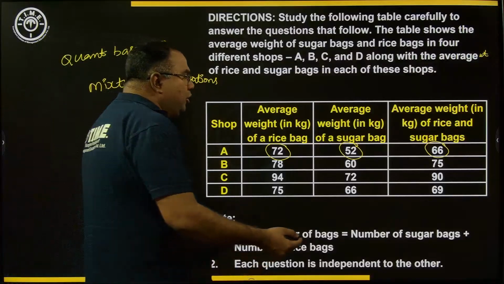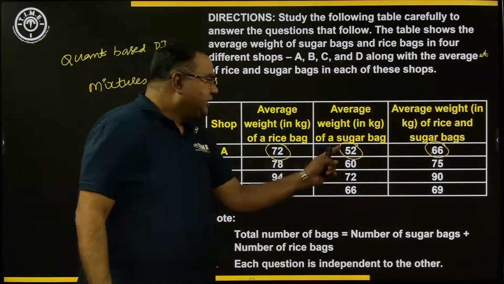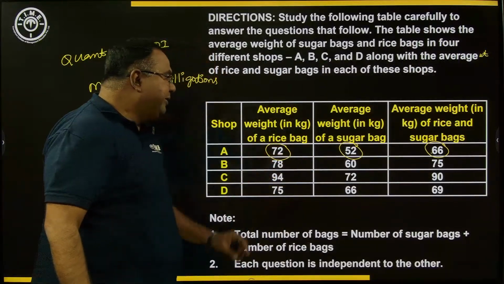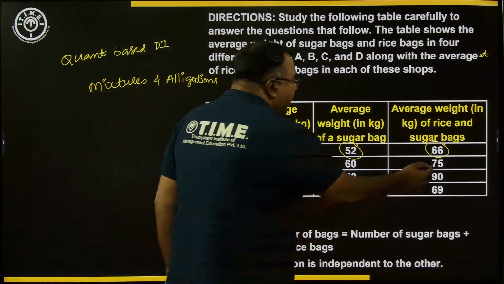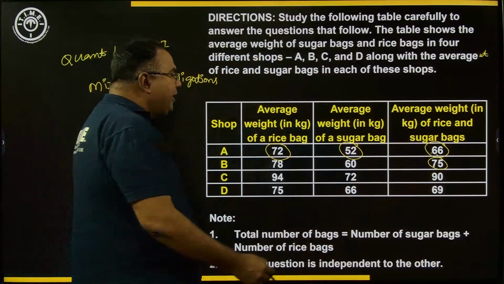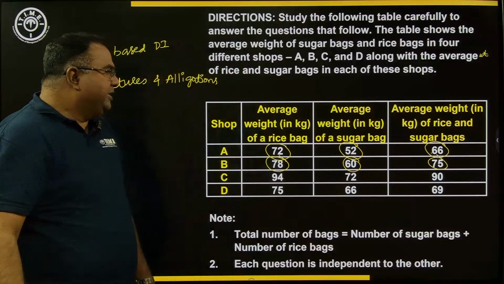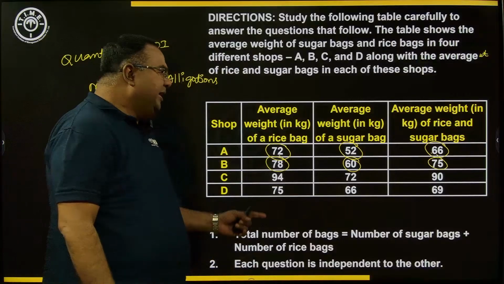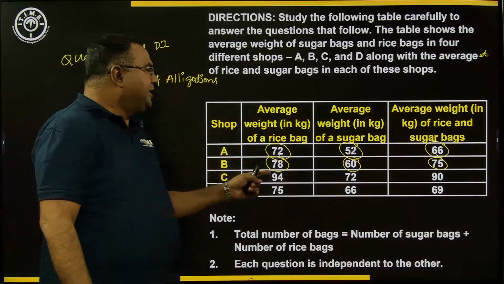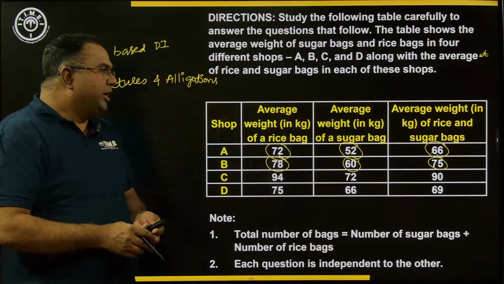As you all know, average always lies between smallest value and largest value. So 66 is between 52 and 72. Any value you take. This is 75, average of rice and sugar in shop B. So what is the minimum value here? 60. What is the maximum value here? 78. It is between 60 and 78. Like that. This is average weight of rice bag, this is average weight of sugar bag, and this is average weight of rice and sugar bags.